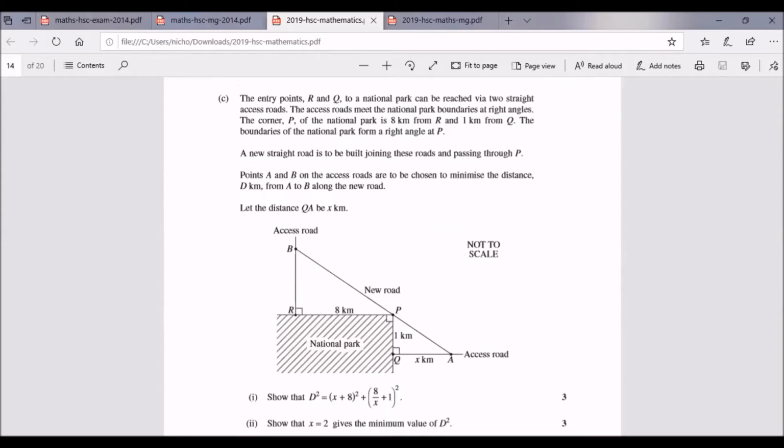Let QA be the distance X. Show that D squared... points A and B on the access road are chosen to minimize the distance D from A to B along the new road. So I'll just mark that as our D. So this long road here is D.